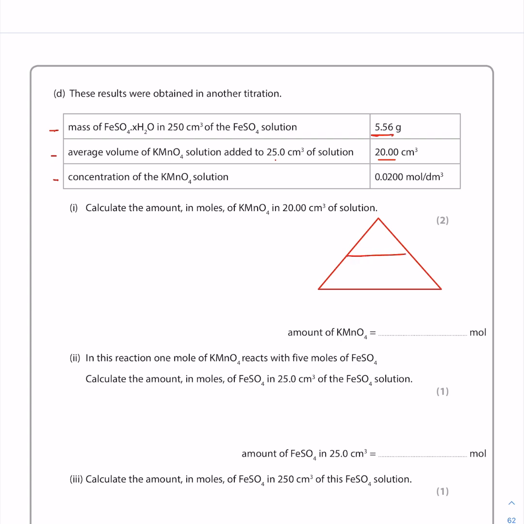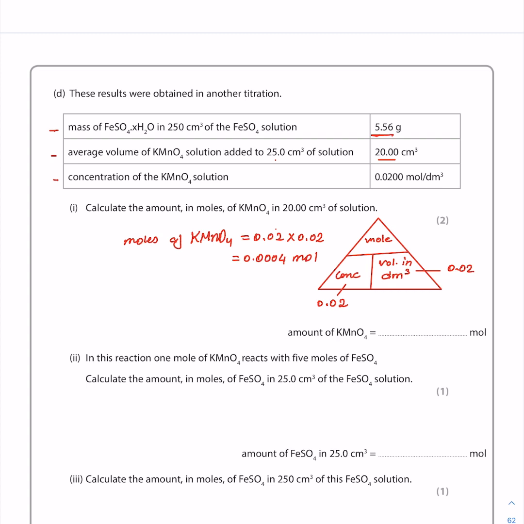Now we have a law that relates the concentration to the moles and the volume. It says that concentration is equal to moles over volume in cubic decimeter. I have the volume as 20 cubic centimeter, which is 0.02 cubic decimeter, and I have the concentration of potassium manganate solution given in the table, 0.02. So we can find the moles of potassium manganate, which equals the concentration times the volume, 0.02 times 0.02. So it comes out to 0.0004 mole.